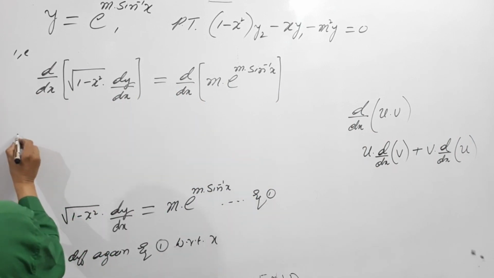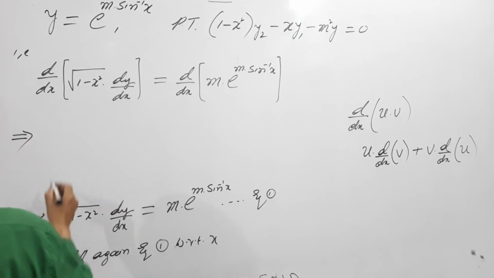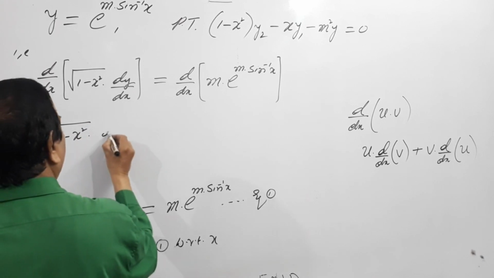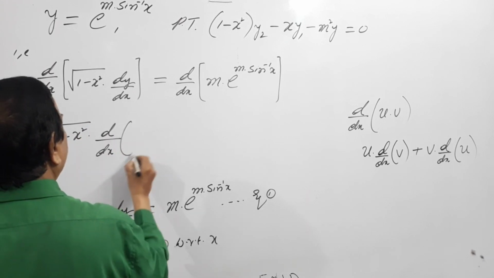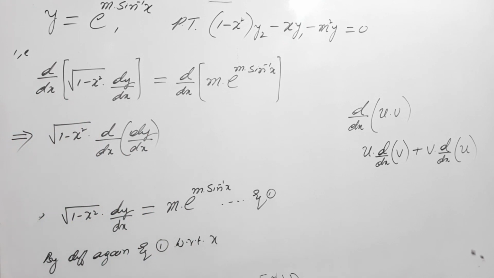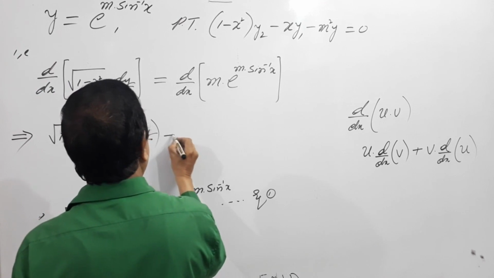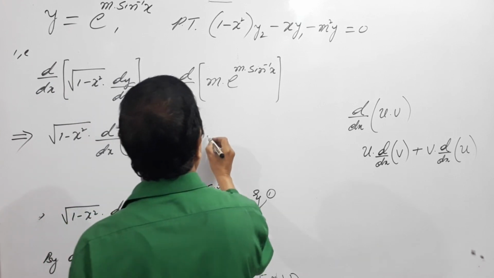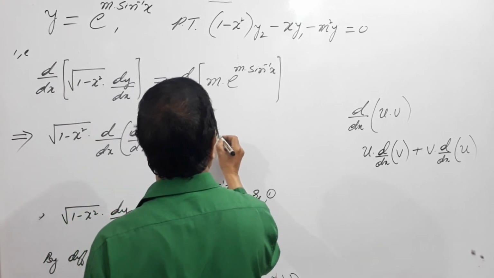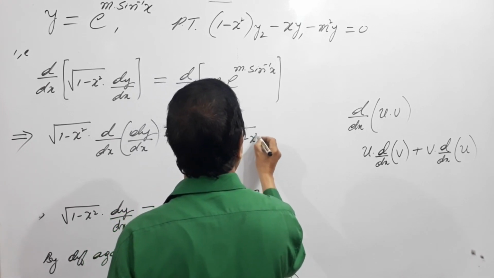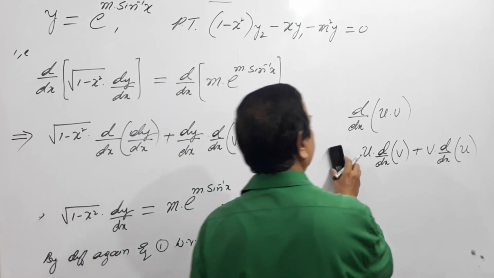So I'll use it. So this becomes what? Under the root 1 minus x square as it is, d by dx of dy by dx, plus keep dy by dx as it is, second function as it is, and differentiate the first function, that is d by dx of under the root 1 minus x square.